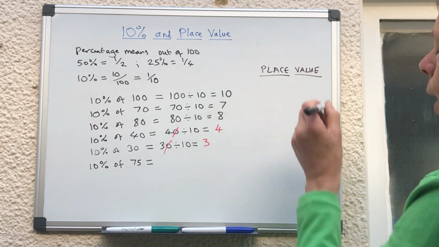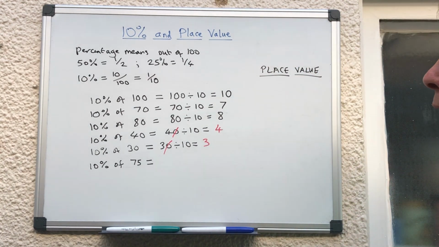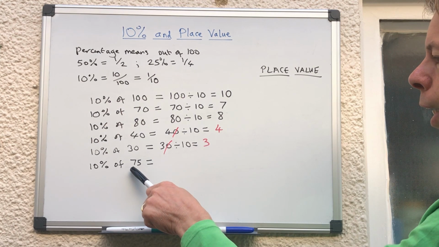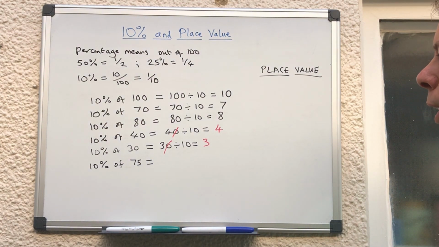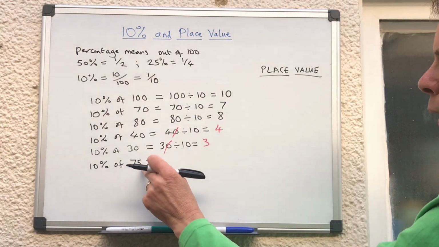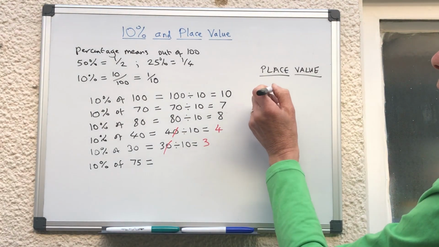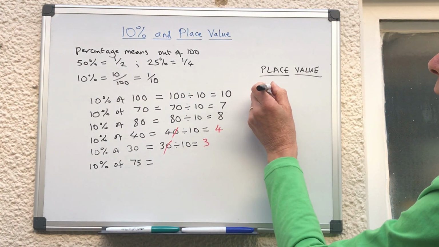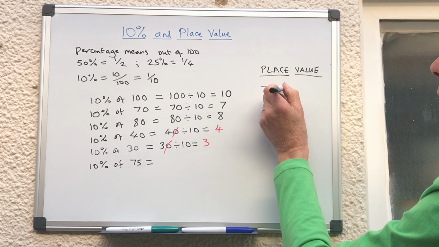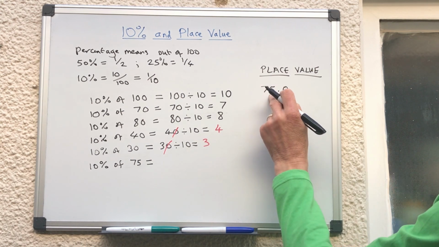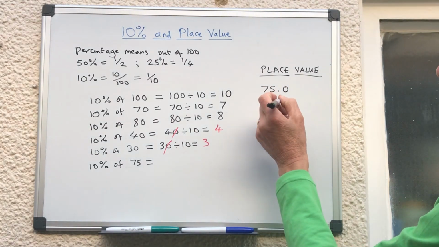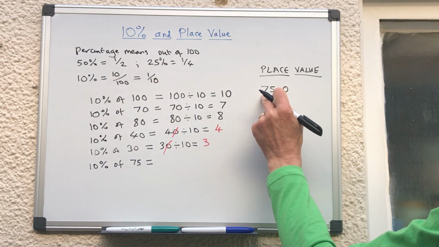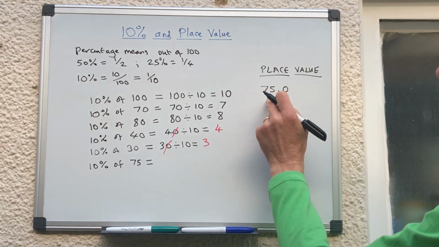Place value is about the fact that the value of an integer, so a number from 0 to 9, depends on where it is in relation to the decimal point. There's no decimal point in this number, but if there was, so if we had 75, the decimal point, 75.0, the value of the 5, because it's next to the decimal point, is 5, whereas the value of the 7 is 70, so it's a lot more relatively.